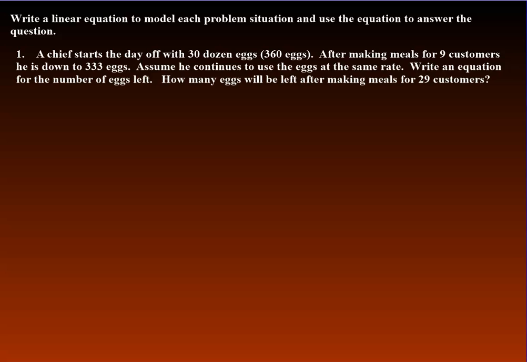So the first thing we should do is go back through and highlight the information that's important. It says he starts the day off with 30 dozen eggs or 360 eggs. That's important because it tells us the starting information. And then it says after making meals for 9 customers, he is down to 333 eggs. Alright, so with that information, we can get started.